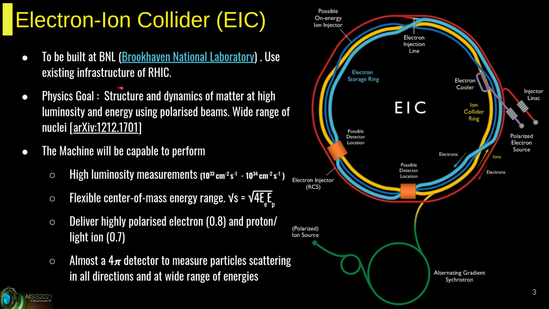EIC is the next generation particle accelerator facility proposed to be built at Brookhaven National Lab with a combined budget of about $2 billion. It would make use of the existing infrastructure at RHIC and BNL. The main physics goal of EIC is to understand the glue that binds us together, the gluons. It aims to study the structure and dynamics of matter at really high collision rates with polarized beam of both hadrons and leptons. The whole machine would be capable enough to perform high luminosity measurements of the order of 10^33 to 10^34 barns inverse second inverse.